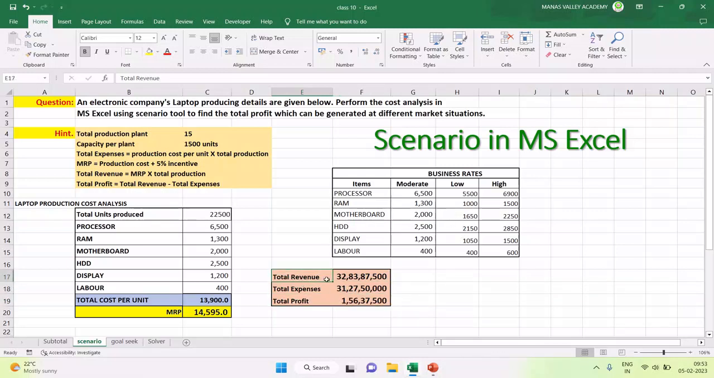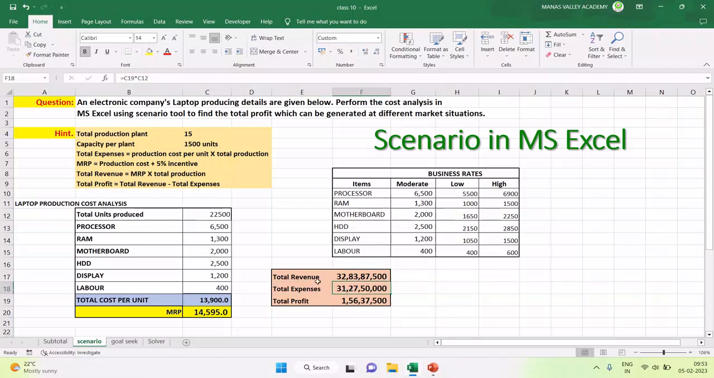Now what is the total revenue? Here you can see total revenue equals MRP times total production. Total revenue means how much revenue the company is earning after selling all the units, after selling 22,500 units. That will be calculated by multiplying MRP by total production. What is the MRP? 14,595. So 14,595 multiplied by total production. What is the total production? Total production is 22,500. If you multiply this value and that value, this will give you the total revenue here.